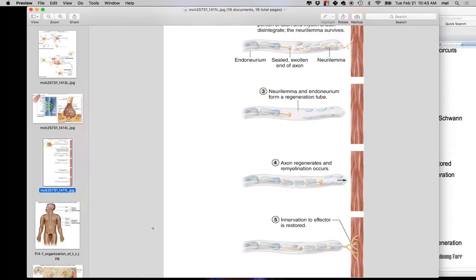And give it a little time. 1 to 5 millimeters per day is all it can grow and myelinate. And then potentially you could get innervation to the effector restored. That's one axon, right? So one axon might be restored if you're lucky. But now damage the whole nerve. And then realize that surgically you're probably going to go in and have to put it together.